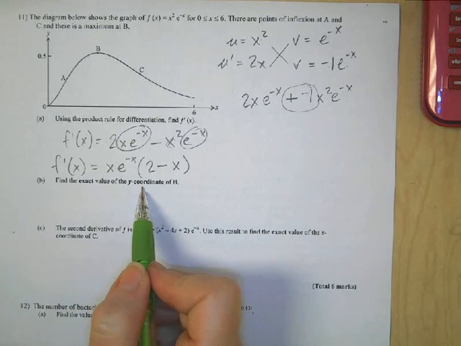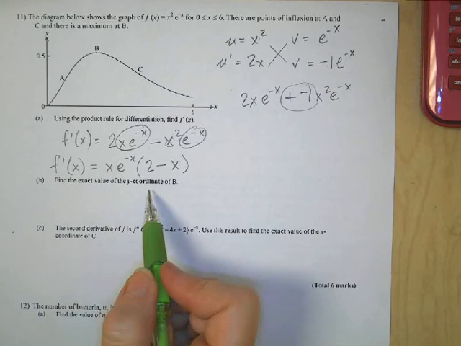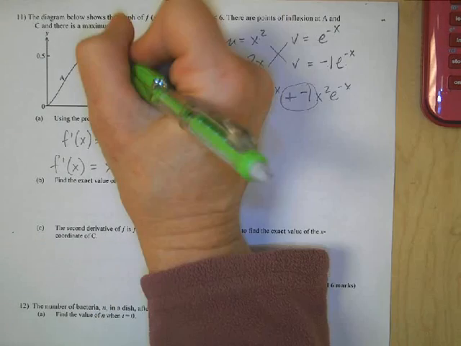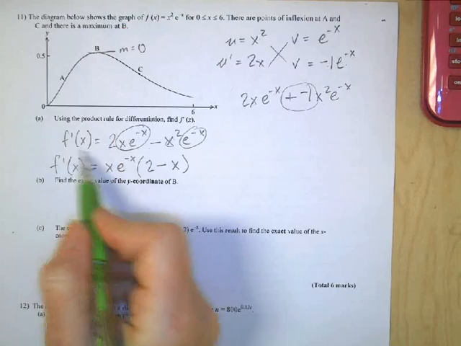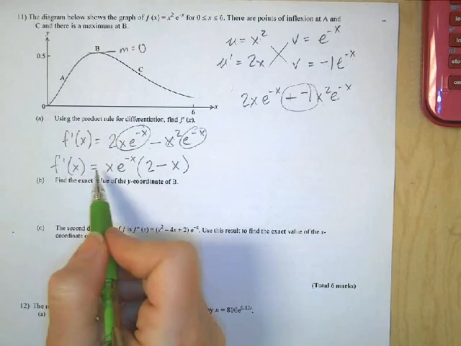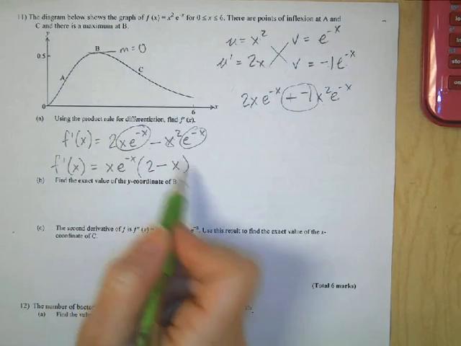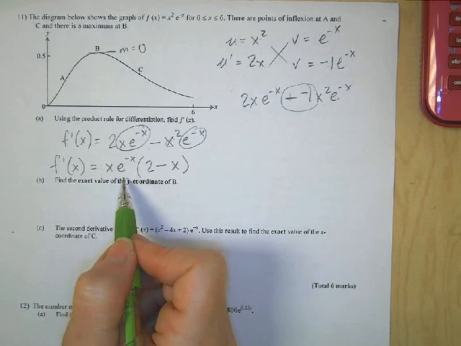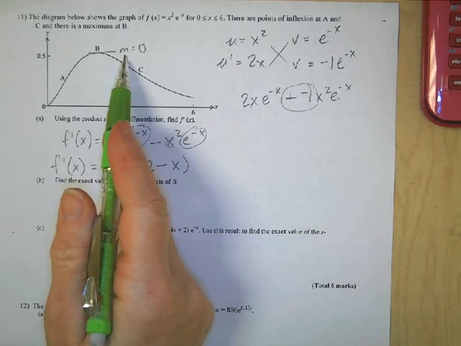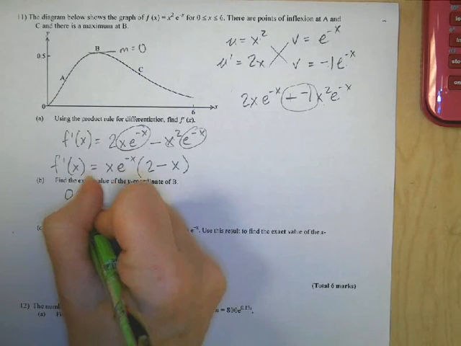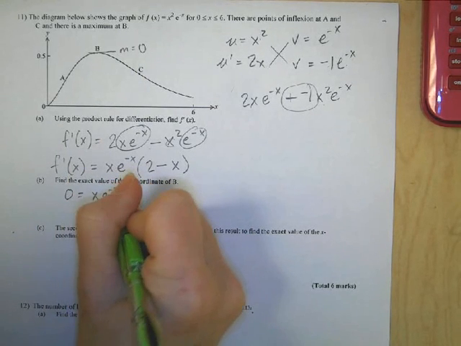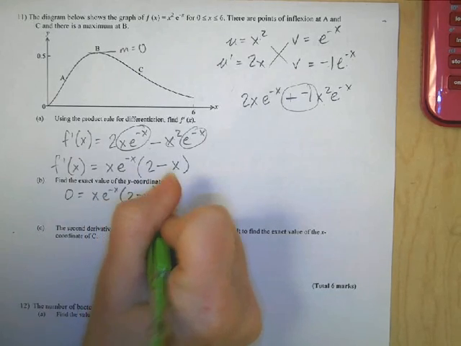Oh, so this is going to be handy now that I factorize this, because at B, the slope is 0. And this is my gradient function. My gradient function helps me find the slope. So I know the slope is 0 at B, so I can find B by saying that 0 is equal to x times e to the negative x times 2 minus x, that is equal to the gradient function.